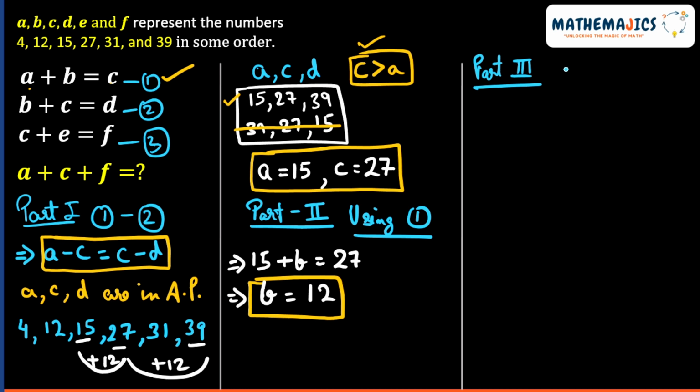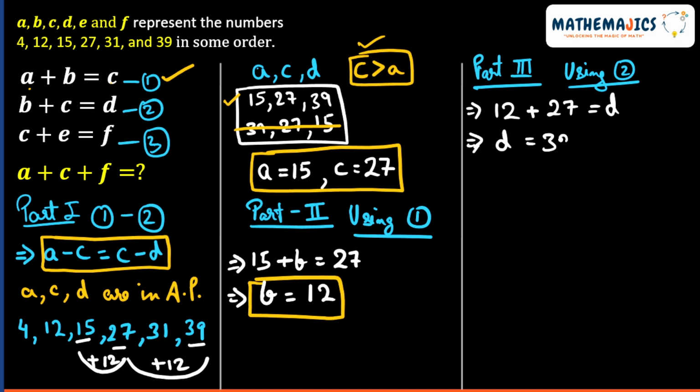Let's jump to the third part of the solution. In the third part, we will be using equation 2 to find the value of variable D. In equation 2, the value of B is 12, that we have just found out, and the value of C is 27. That will give us the value of D. So the value of D will turn out to be 39.